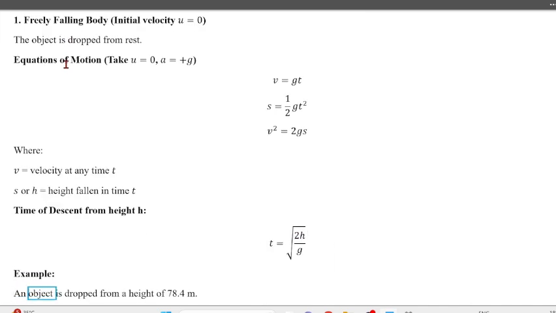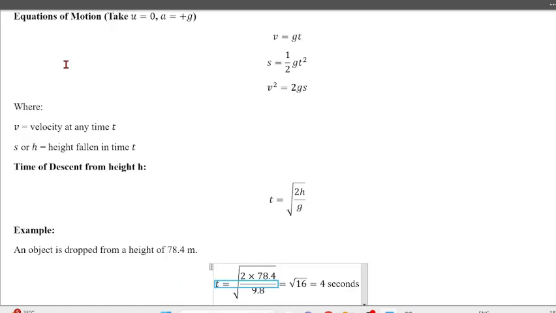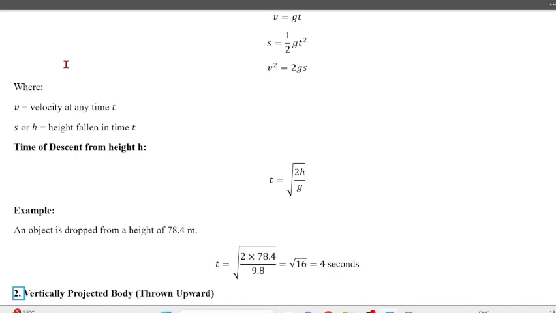Example: an object is dropped from a height of 78.4 m. t equals the square root of 2 times 78.4 over 9.8, which equals the square root of 16, equals 4 seconds.